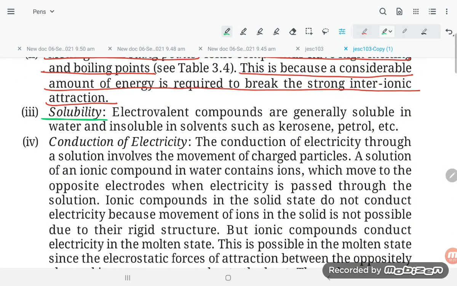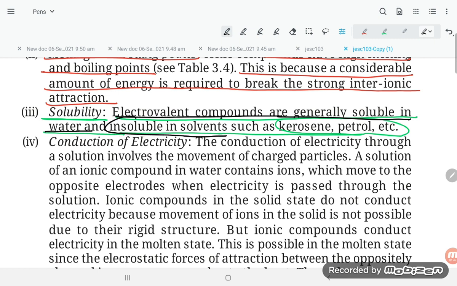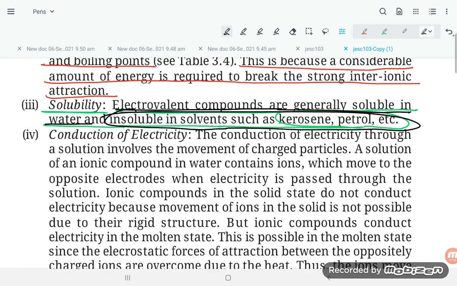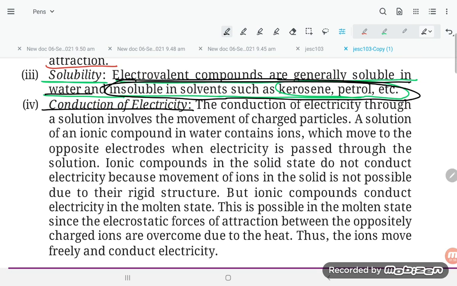Next one is solubility. Electrovalent compounds are generally soluble in water and insoluble in solvents such as kerosene and petrol. So they are soluble in polar solvents, and if you talk about non-polar solvents, they are insoluble.